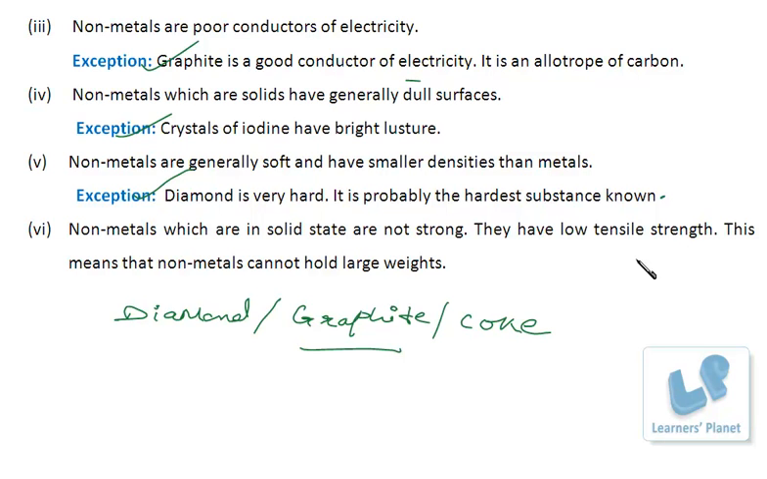So nonmetals are poor conductors of electricity, but the exception is graphite, which is a good conductor of electricity, and it is a form of carbon. Again, nonmetals are soft. They have got smaller densities than metals, but the exception is diamond. Diamond is very hard, and rather it is the hardest substance known. Nonmetals which are in solid state are not strong, that is, they have low tensile strength. Low tensile strength, that is, they cannot hold large weights, right? So these are the properties of nonmetals.